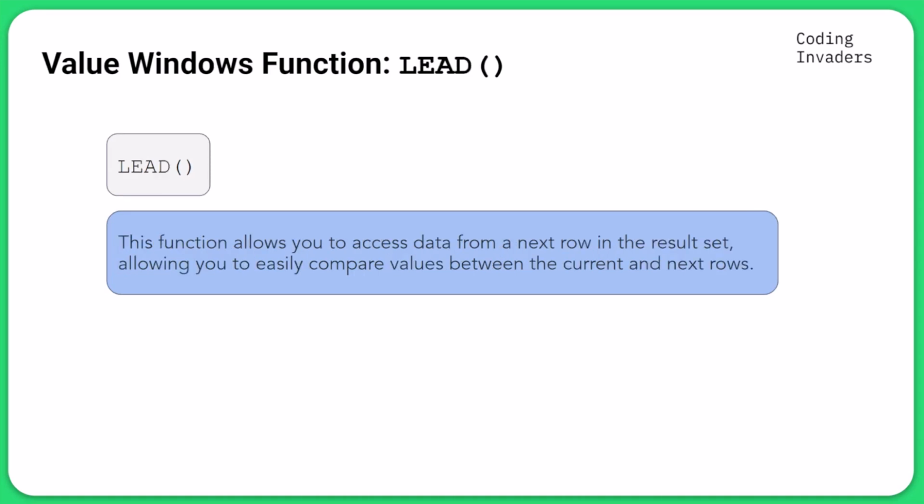So the lag and lead functions are very similar. The only difference is that the lead function allows you to access the data from the next row in the results. The lag was looking at the previous row, which is n minus 1. The lead is looking at the next row, which is n plus 1 or n plus 2, allowing us to easily compare values between current and next rows.